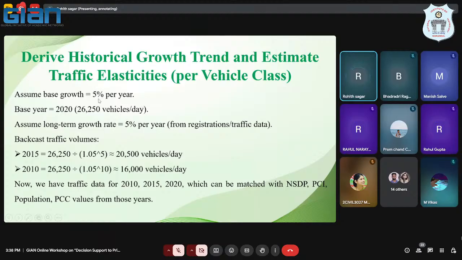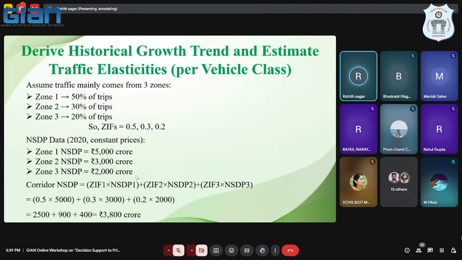So for base year the vehicles we have estimated is 26,250. For 2015 the vehicles that we have got is 20,500, and for 2010 it is 16,000 vehicles. So now we have traffic data from 2010 to 2020. These traffic data should be matched with NSDP, and as we discussed before, NSDP should be weighted based on the zonal influence factor.